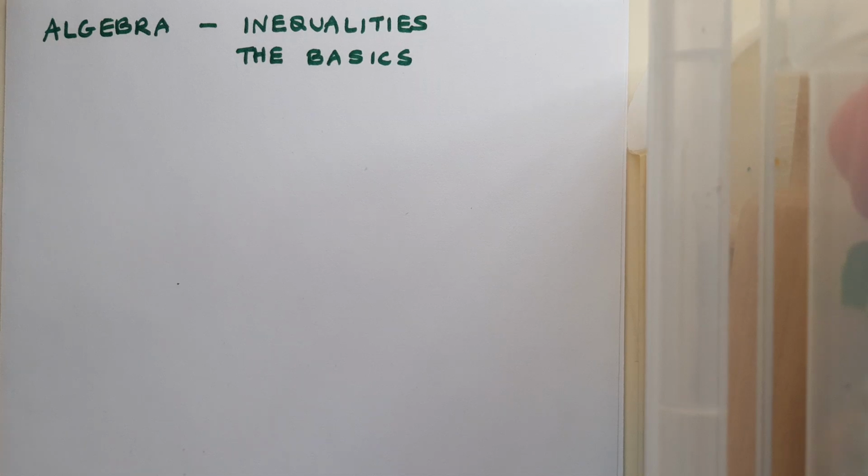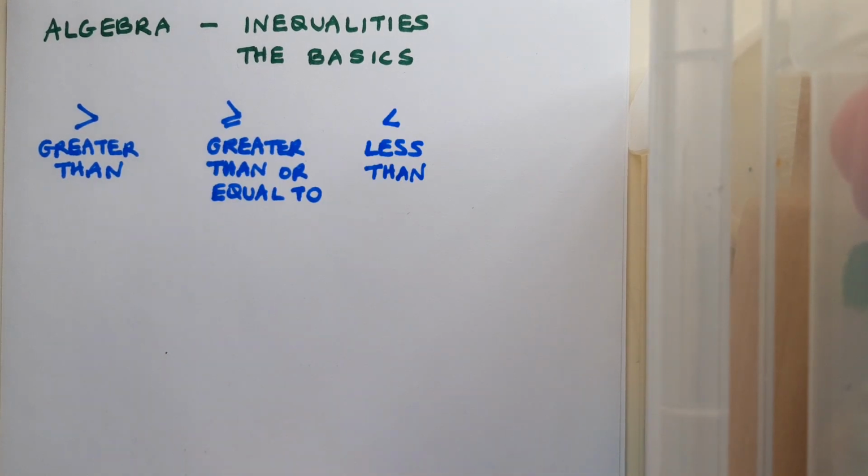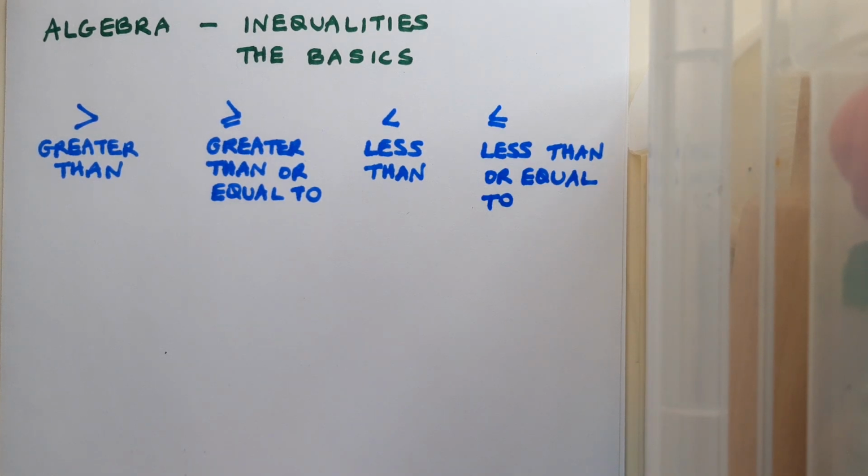This is a video on algebra and the basics of inequalities. So firstly, the inequality symbols: greater than or equal to, less than, which looks like a bit of an L, so that might help you to remember which one's which, and less than or equal to.